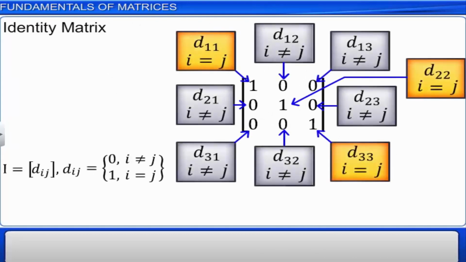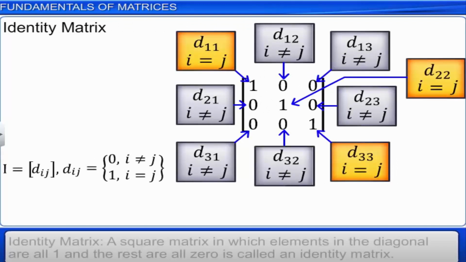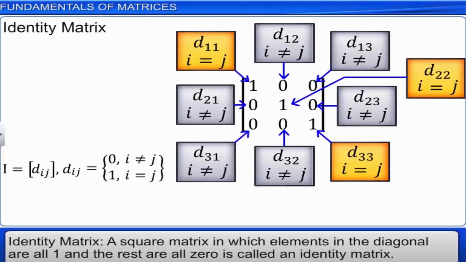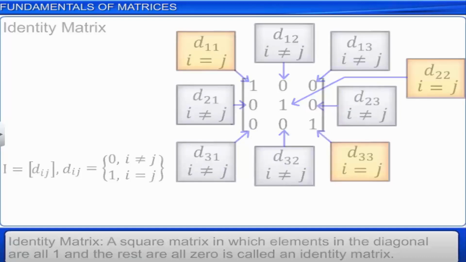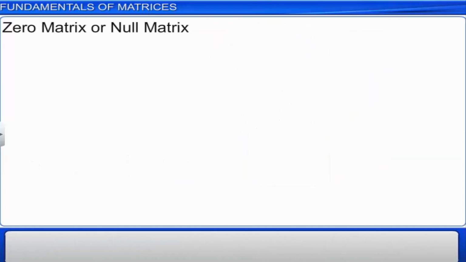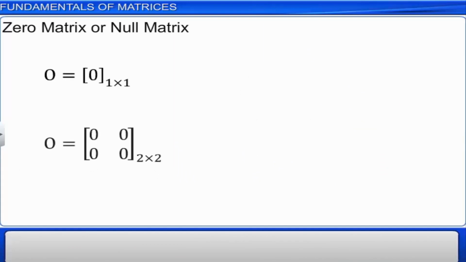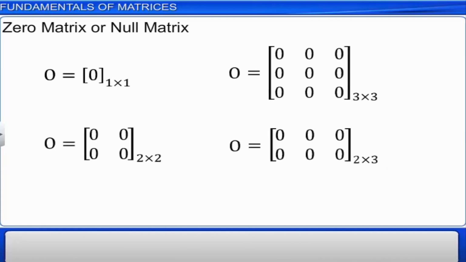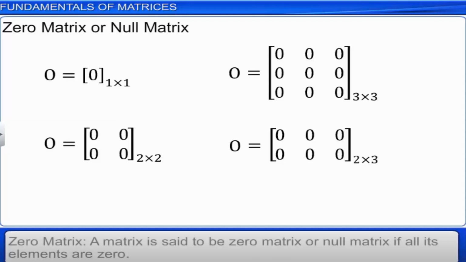The general representation is used to explore the example as shown. A square matrix in which the elements in the diagonal are all 1 and the rest are all 0 is called an identity matrix. When every element of a matrix is 0, the matrix is called a zero matrix or null matrix.